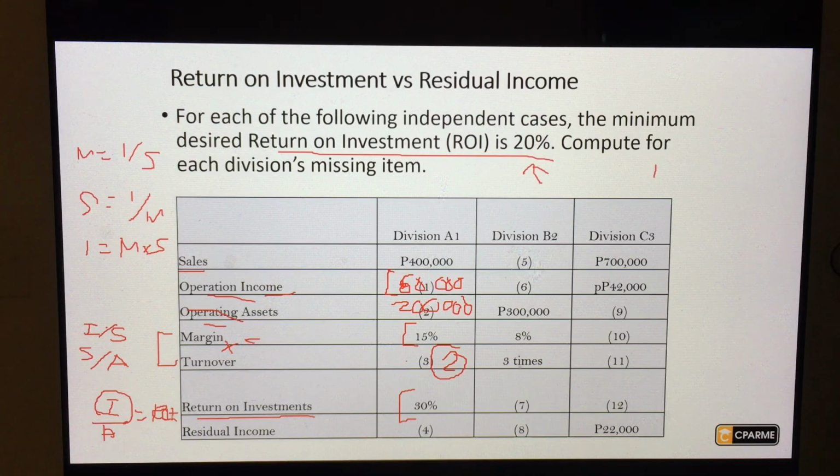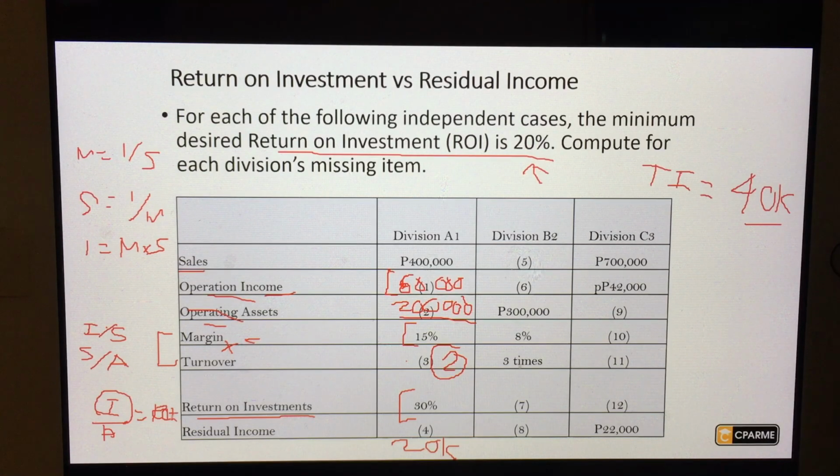Magkano ang target income ni Division A? Target income of Division A is 200,000 multiplied by 20%. So 200,000 multiplied by 20%, you get how much? 40,000. 40,000, magkano yung operating income natin? 60,000. So 60 minus 40,000, we have a residual income of 20,000. Okay ba? Okay, diba?